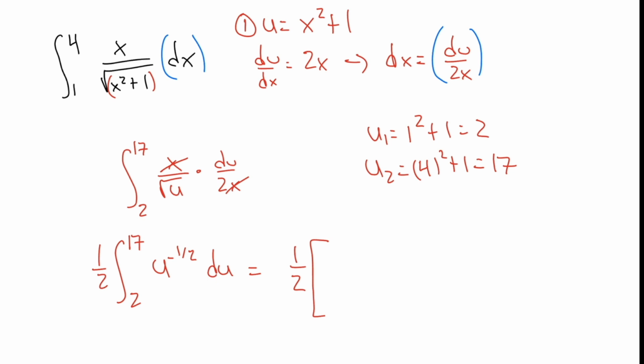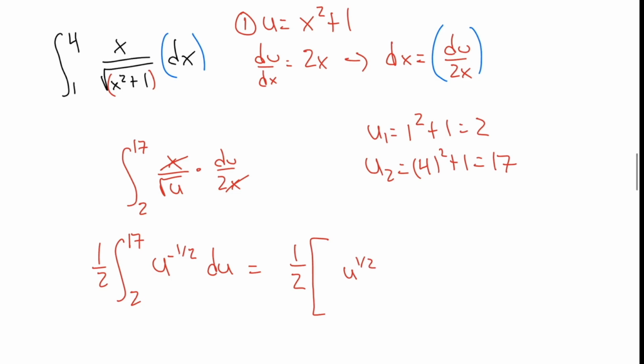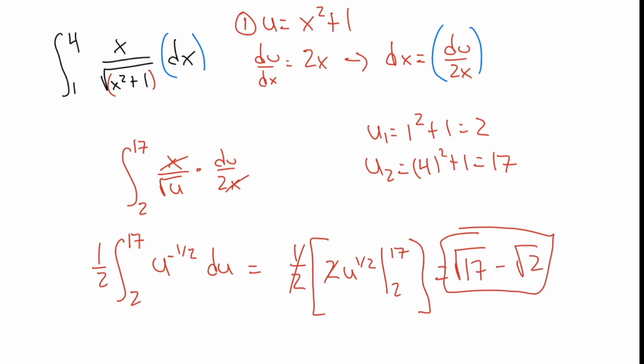So we're going to add 1 to the exponent and get u to the 1/2, and then we're going to divide by that new exponent. So dividing by 1/2 will give us 2, evaluated from 2 to 17. And our 1/2 in the front and our 2 connected to the u to the 1/2 can cancel out. And we're left with the square root of 17 minus the square root of 2 as our final answer.